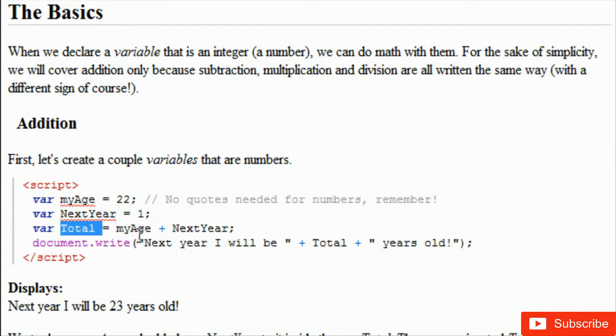And this is where the arithmetic comes in. My age plus next year. So when we do this, total is going to equal 23. And when we try to write it in our document, we write "next year I will be", concatenate total, concatenate "years old." And that will display, next year I will be 23 years old.